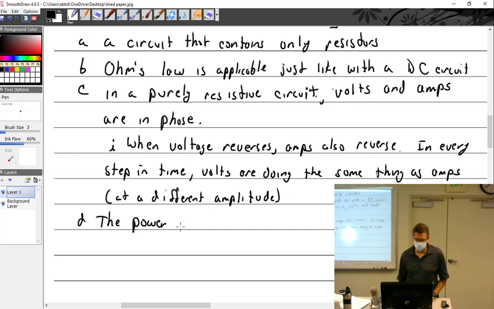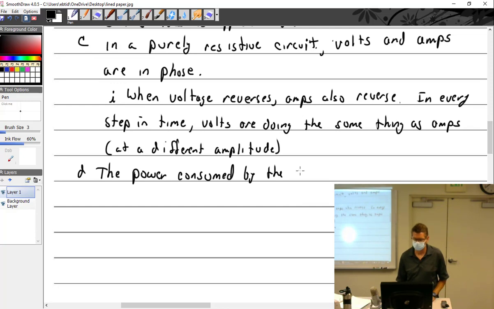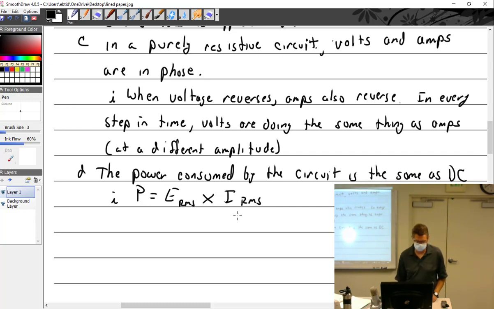So the power consumed by the circuit is the same as a DC circuit, which is power equals E RMS times I RMS.